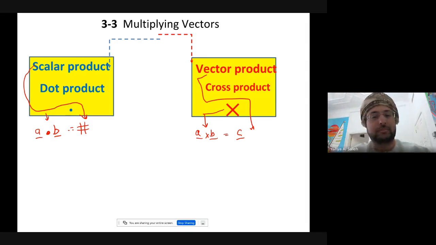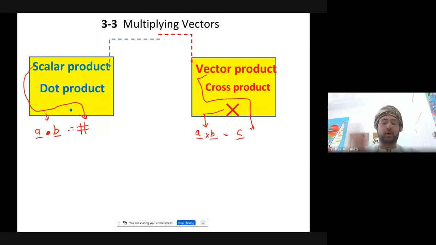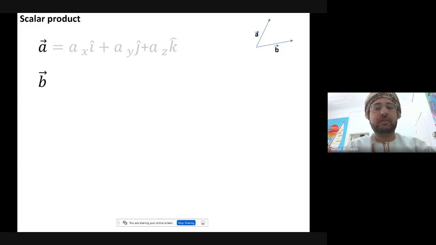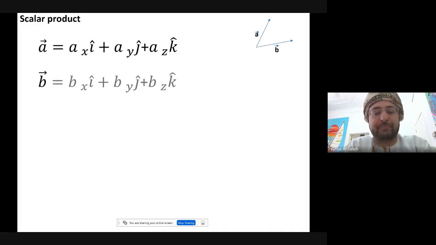Now, of the two, the scalar product or dot product is the simpler one. So we will start by doing that, then we'll move on to the vector product. We have two vectors, A and B. First thing first, I would write them in their component form: Ax, Ay, Az, Bx, By, Bz.